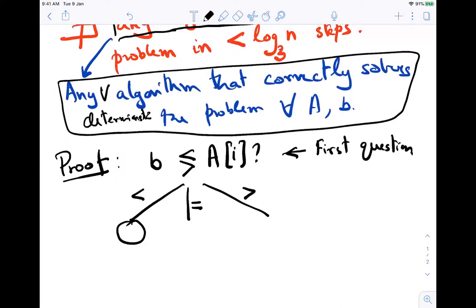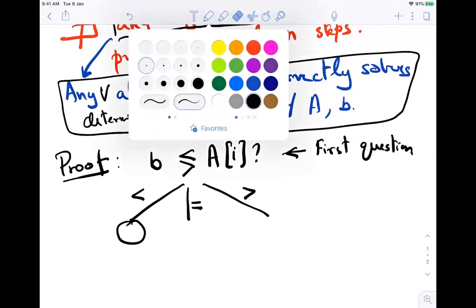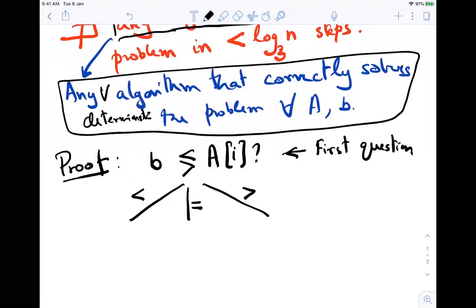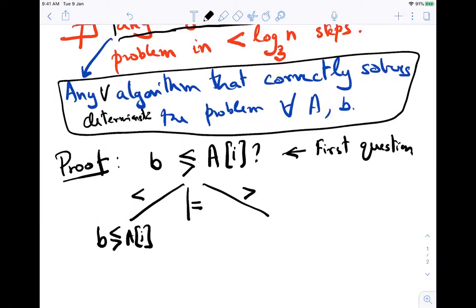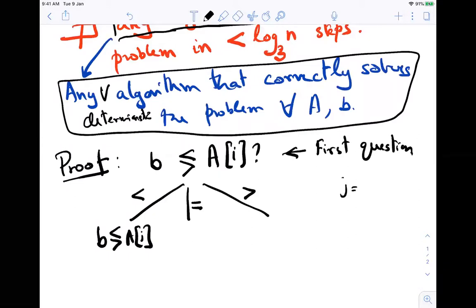Correct? And in that case, it would make another question. What kind of question is this? It would possibly be asked something like, is B less than or equal to AJ? Now that J, what is this J? Note that this J can be a function of, in some sense, what it has asked initially, I. It can be a function of b, and it can be a function of the fact that I have got a less than symbol.